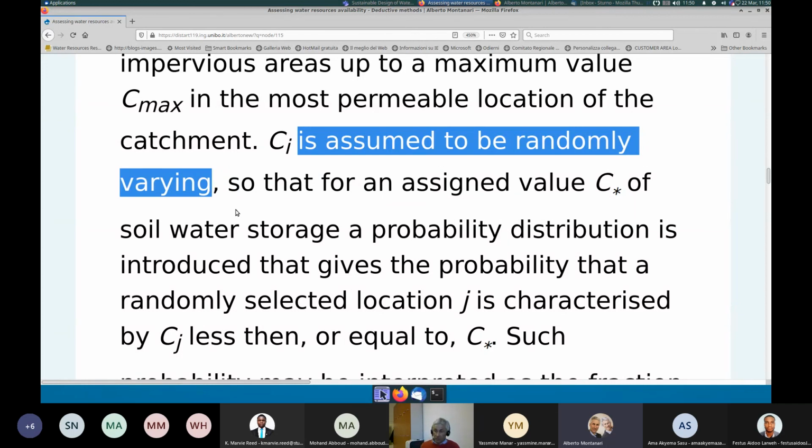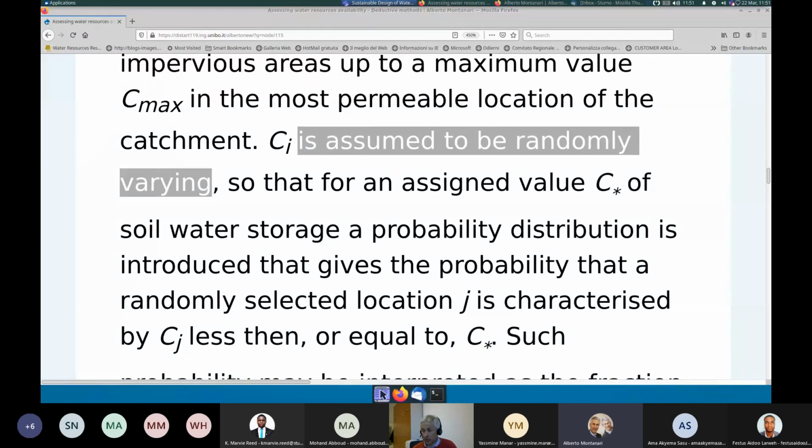So I need a probability distribution to describe it. So we are not looking into a catchment where the impervious areas are, because we don't want to go to that level of detail. We need too much information. For a catchment, we look at the probability distribution of the soil water storage. We get the chance of getting that value of soil water storage over the catchment. We look at the chance of getting that value without looking at where it is.